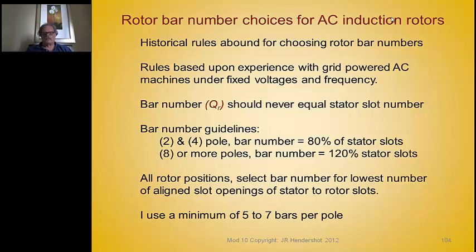So it's not so important, but as a good guideline, in 2- and 4-pole machines, I think a lot of inverter motor design experts would agree that the bar numbers should be 80% of the stator slots, or for 8 or more poles, the bar number should be 120% of the stator slots. For higher pole numbers, you need more bars. That's a rule you should mark down. And then, of course, never have the exact same number of bars as you have stator slots. Never, never, never. My guideline, what I use, is somewhere between 5 and 7 bars per pole.